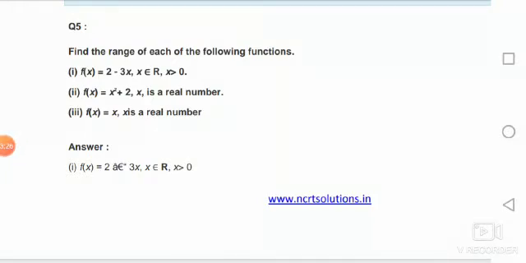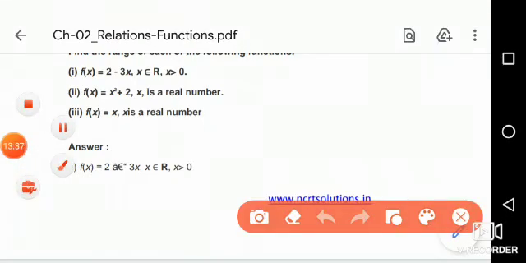Dear students, moving to the last question of the topic functions. Find the range of each of the following functions. My dear students, we have been given 3 different examples. We have to find the range of these functions.